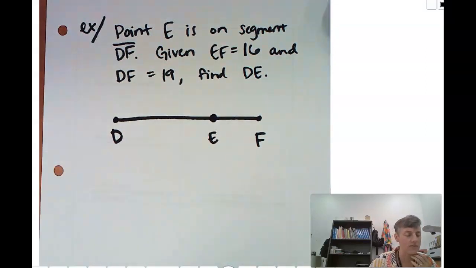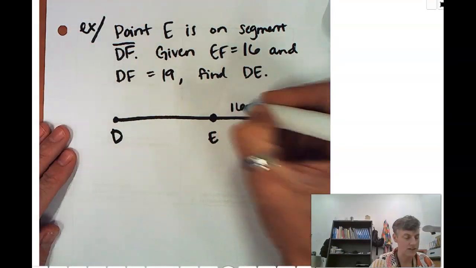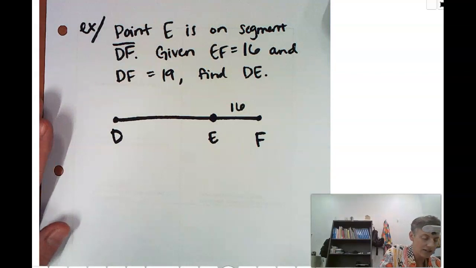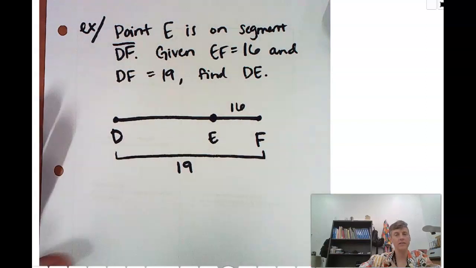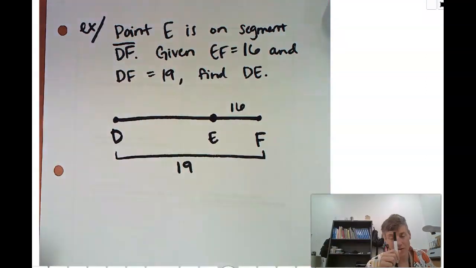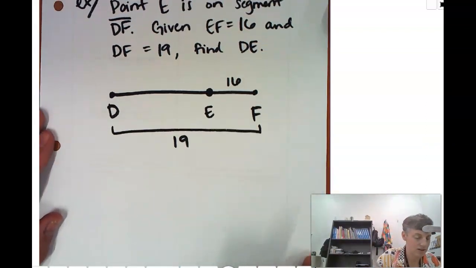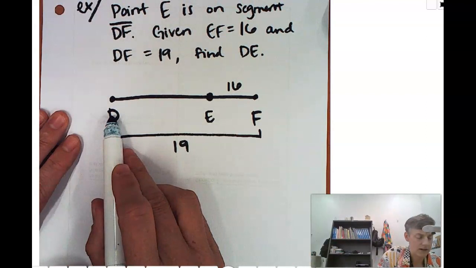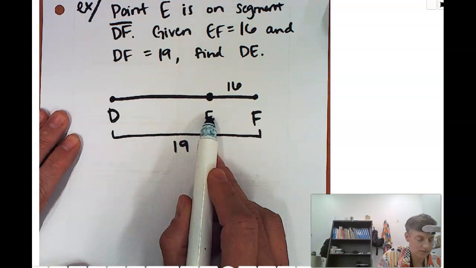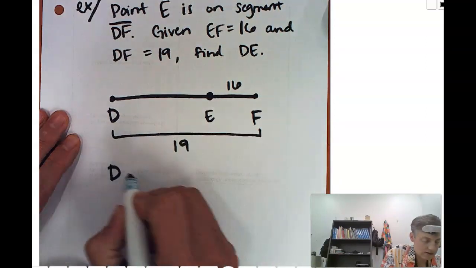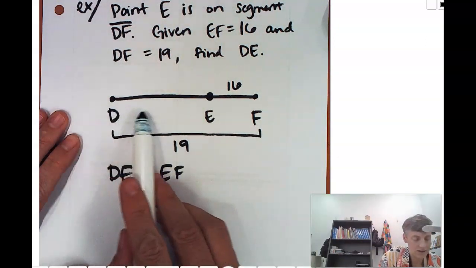Given that EF is 16, I'm going to put a 16 here, and DF, the whole thing, is 19. Find DE. You might be able to do this one without writing out an equation, but I'm going to write out an equation just in case. I know that I just added a small segment DE plus another small segment EF. I added DE plus EF to get this whole long segment, DF.